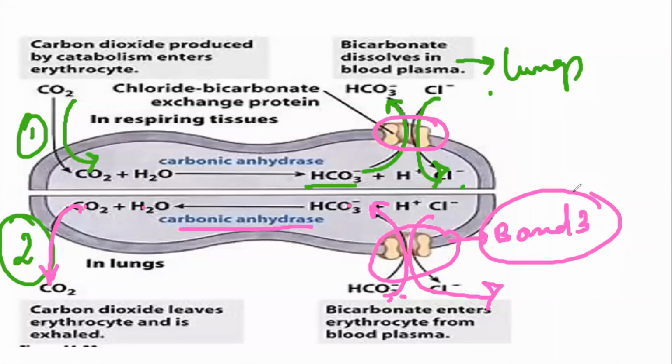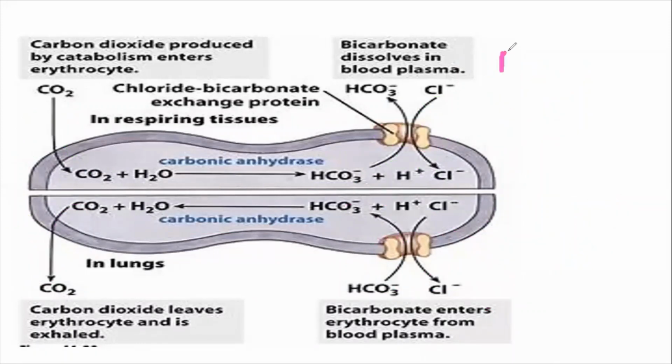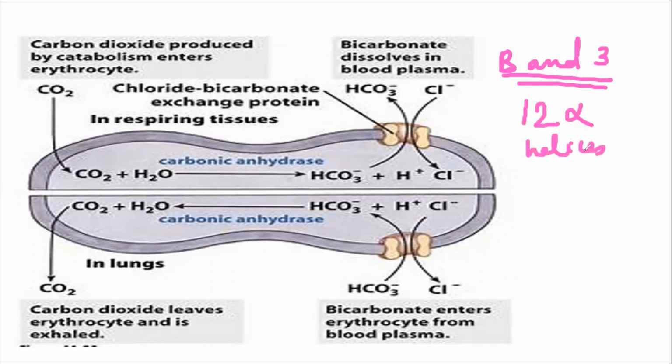Okay, so I was asking, do you remember the structure of band 3? Because with the help of PyMOL I have shown you the structure of band 3. So remember the structure of band 3? Anyone? Band 3. What was the peculiarity about band 3? It had 12 alpha helices, a transmembrane spanning unit. Okay.